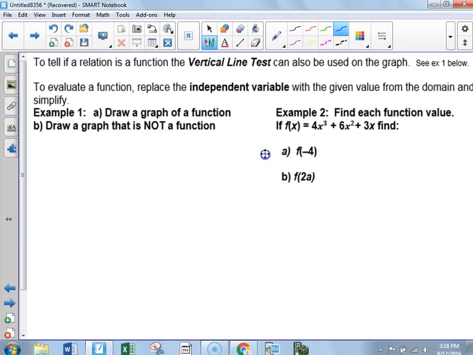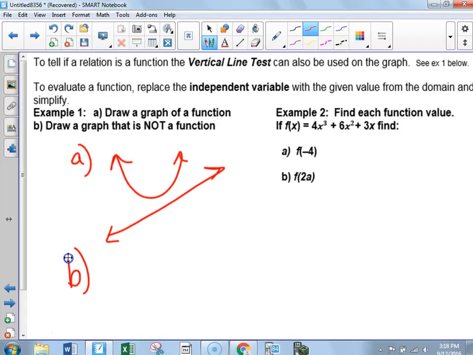All right, you have this in your notes, I think? Example 1, can you tell me how I might draw something that is a function? Okay, a parabola that opens this way. What about a line? Any line except a vertical line. All right, B says draw a graph that's not a function. Okay, a sideways parabola, a circle, a vertical line.